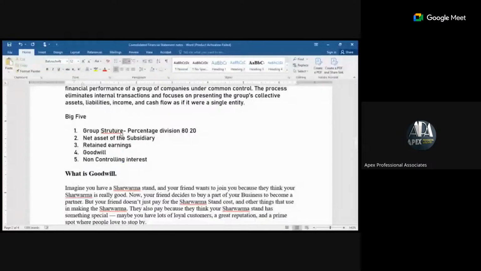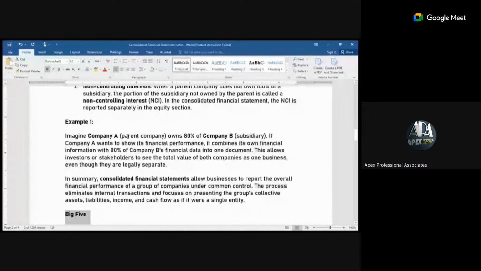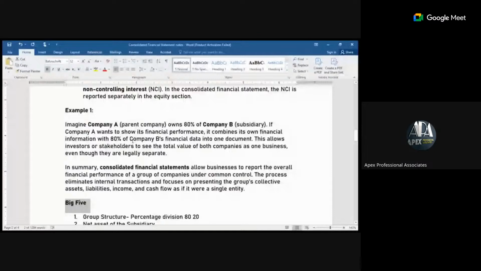So the first thing you need to understand when you see a group account question or when you are trying to consolidate an account is to understand the group structure. The group structure is very important. It's vital we look at what is the group structure. Looking at this question, for instance, the example we have, the group structure is simply 80-20.